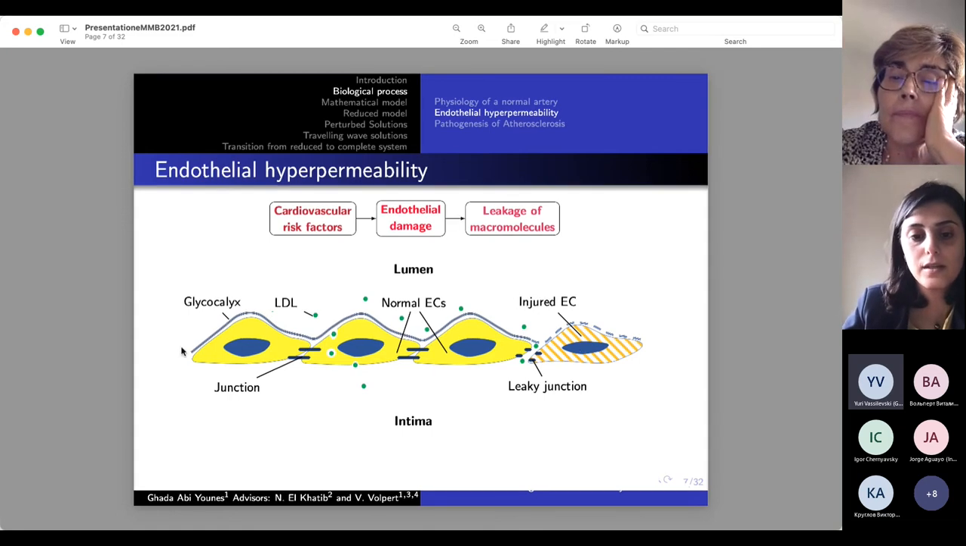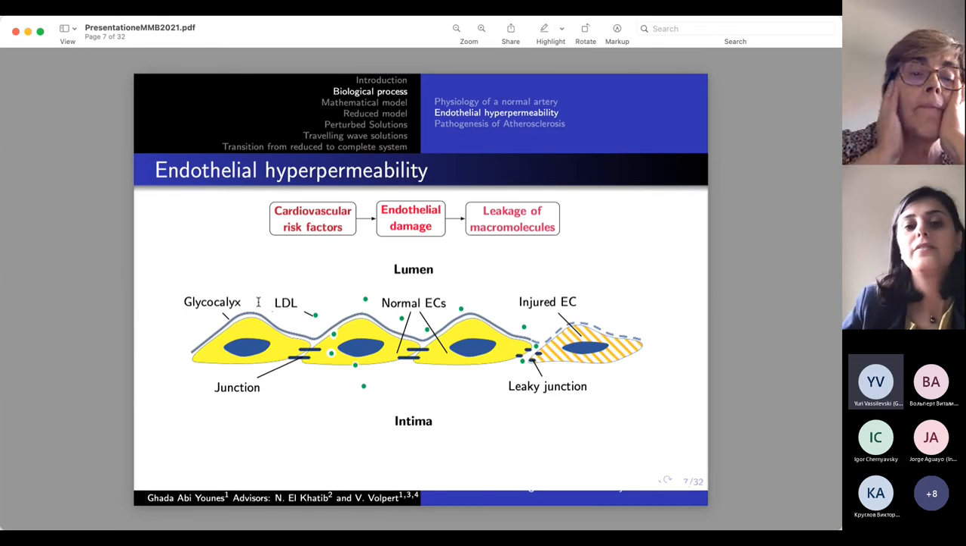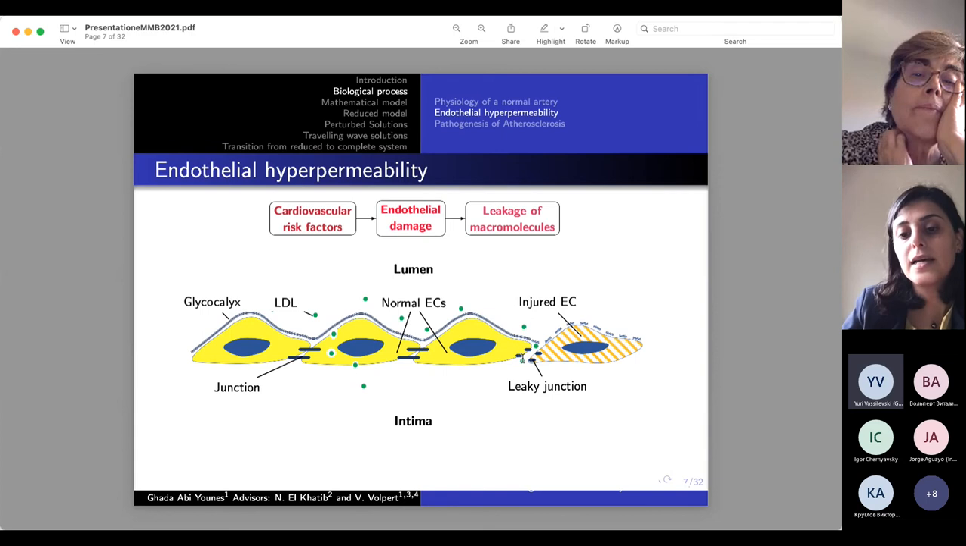Here we can see the endothelial cells. Here is the lumen, and this is the intima. Here we can see a thick matrix layer that covers the endothelial cells called the glycocalyx. In fact, cardiovascular risk factors lead to the distortion of this glycocalyx, as well as to the rupture of the junctions between the endothelial cells. And this causes particles such as low-density lipoprotein to come from the lumen towards the intima in an abnormal way.